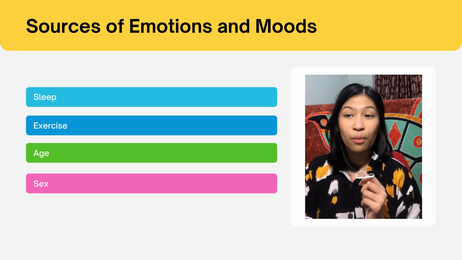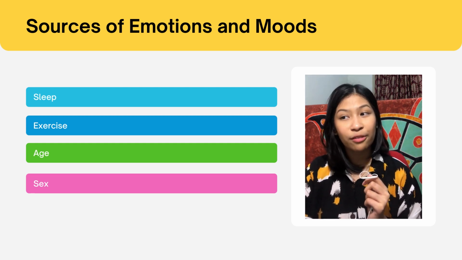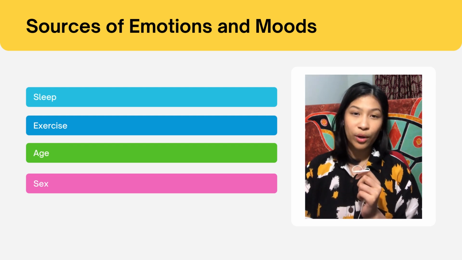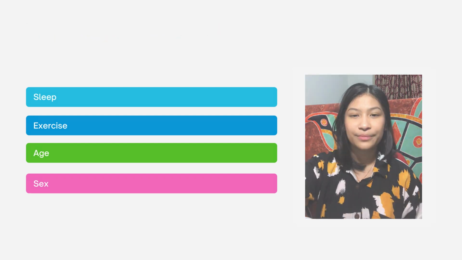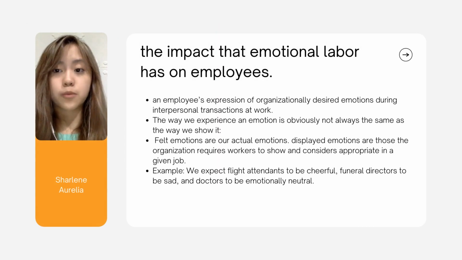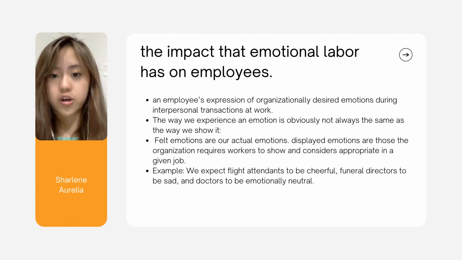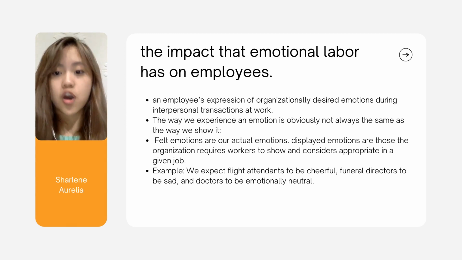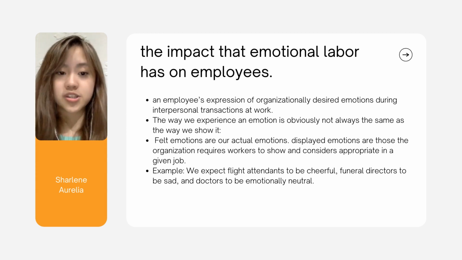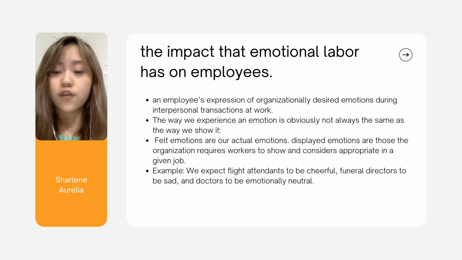Let's start with emotional labor and apply what we have learned about emotions and moods to workplace coping methods. Next is about emotional labor. Emotional labor is an employee's expression of organizationally desired emotions during interpersonal transactions at work. However, the way we experience an emotion is obviously not always the same as the way we show it.